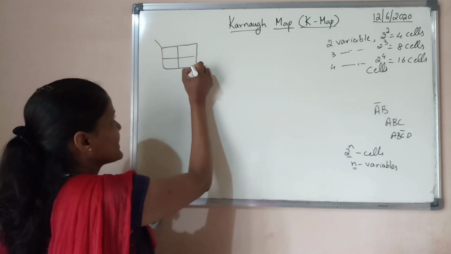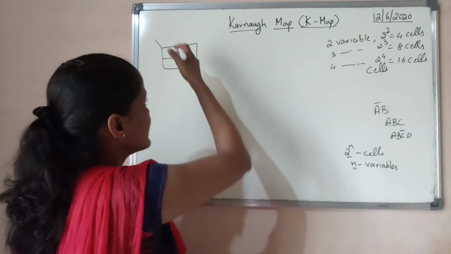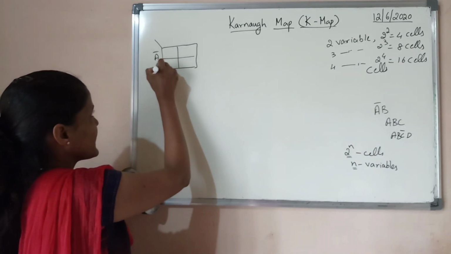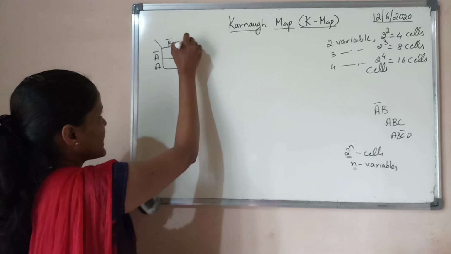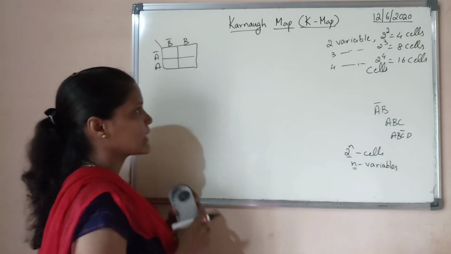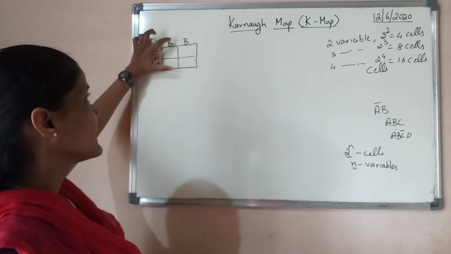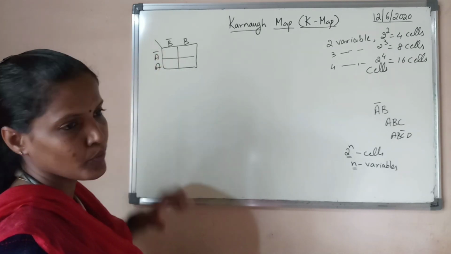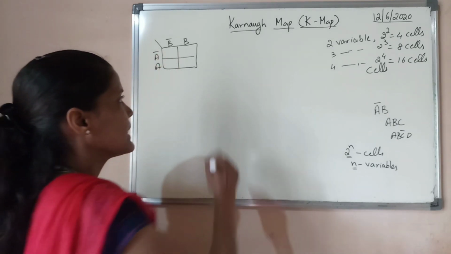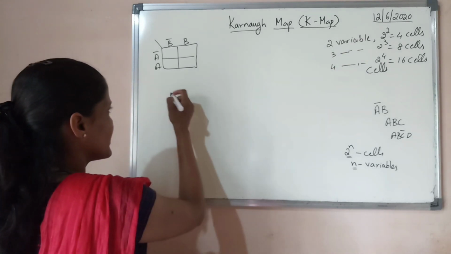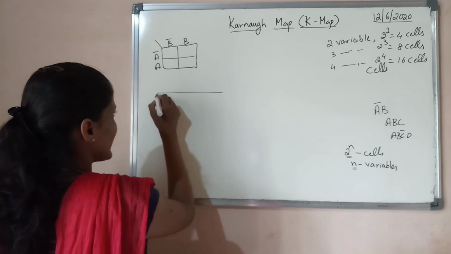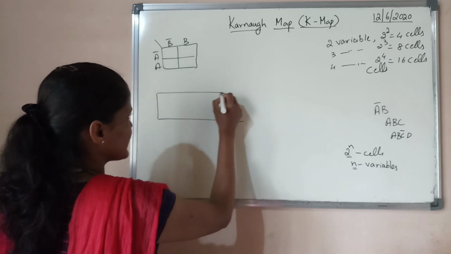When I want to number the cells, or give the variable names, this is A bar, A, and this is B bar, B. This is the systematic approach. I have to write the variables in this particular manner for two variables, or 4 cells. When I have 3 variables, the number of cells will be equal to 8. So 8 cells can be written like this.